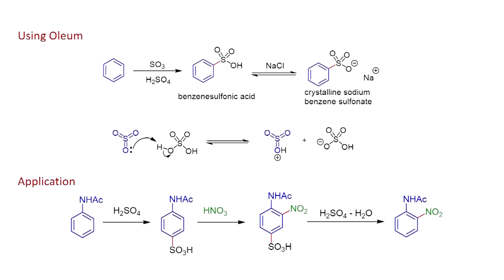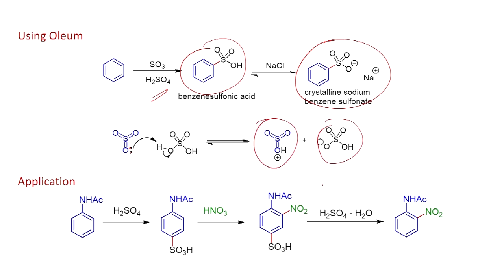So you can also introduce sulfonic acid substituent as shown here. You can use SO3 in the presence of sulfuric acid, you can make this benzene sulfonic acid. When you react with sodium chloride, you can make the salt. Here the lone pair from the oxygen picks a proton from here. Once you form this, you form the sulfonium ion and this salt.